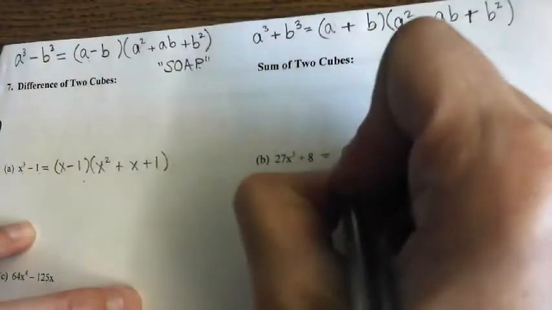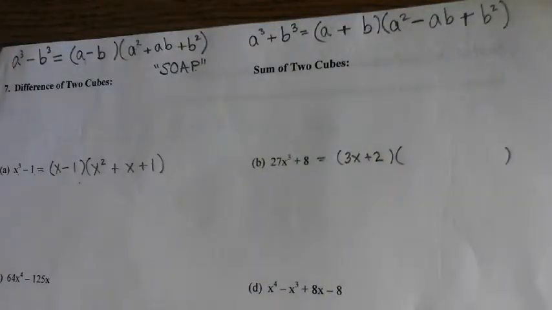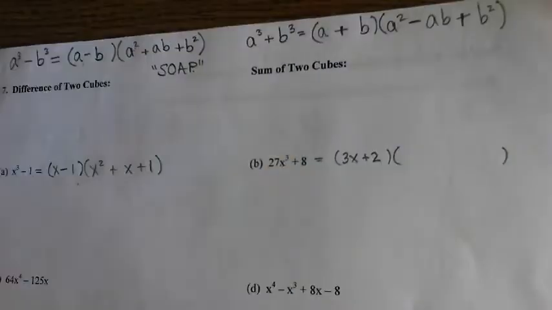Very good. 3x plus 2. And do I need to pause there? I see some funny faces. No, I had. So the cube root is 3x, the cube root is 2. And the trinomial, Mike. 3x squared plus 6x. Okay, but let's pause there.